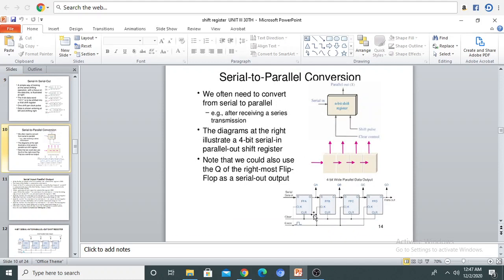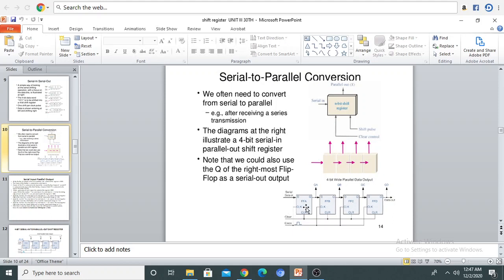So this is the circuit for serial in, parallel out. This is a 4-bit shift register. So I have 4 flip-flops. Here I am entering the input in serial, getting the output from the register in parallel. QA, QB, QC and QD are outputs.